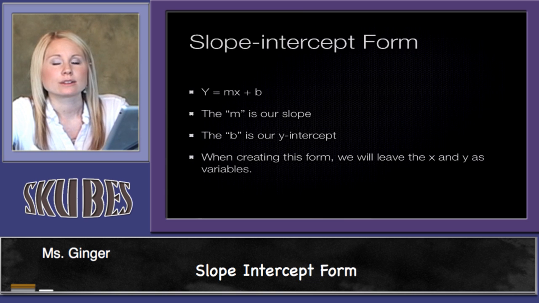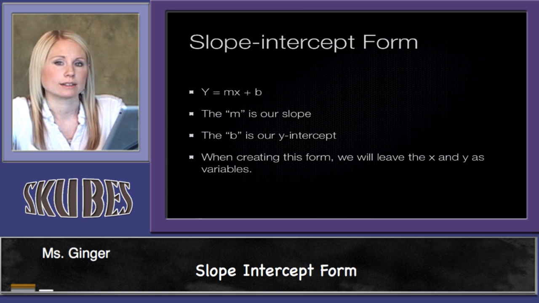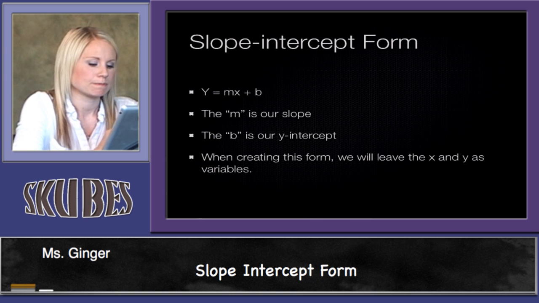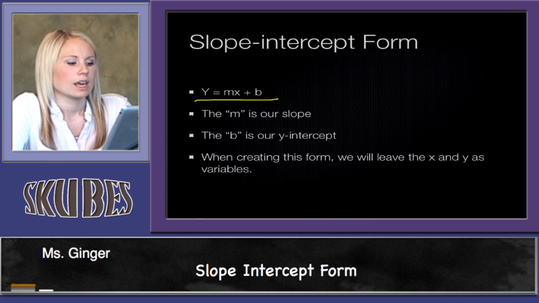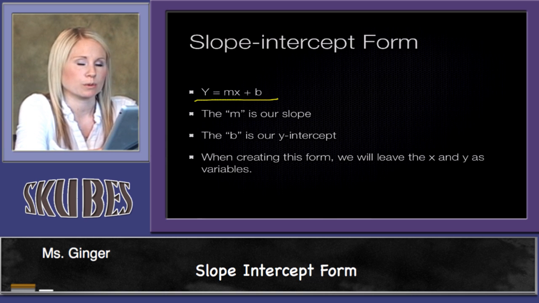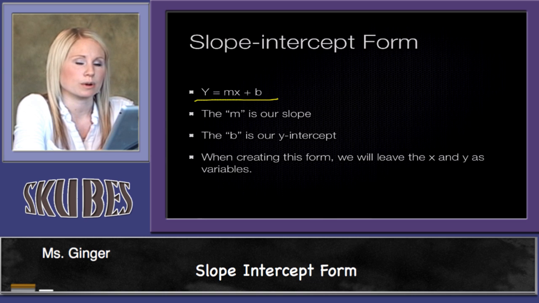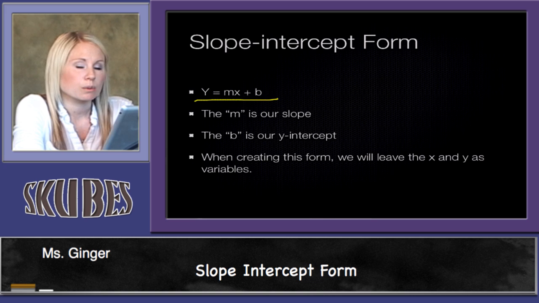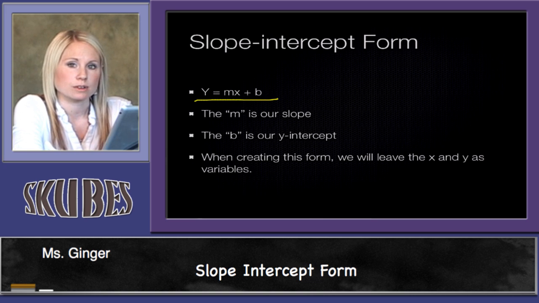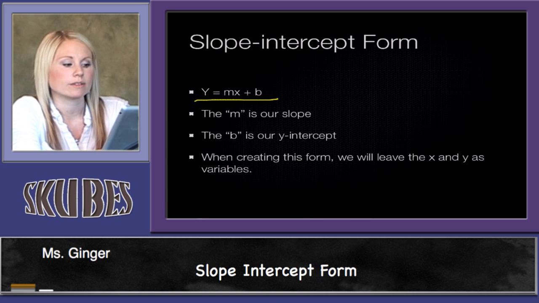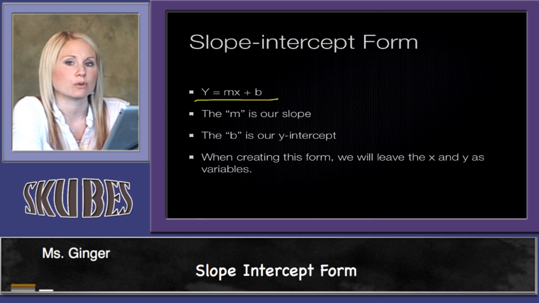Slope-intercept form is a way to describe a line, or graph of a line, a linear function, and it looks like this: y equals mx plus b. When you are in slope-intercept form, the m represents our slope, and the b represents our y-intercept, or where it's crossing the y-axis. So when we're trying to create this form, we will find those values and insert them, and then we will leave the x and the y as variables, and then we will have our equation for slope-intercept form of a line.